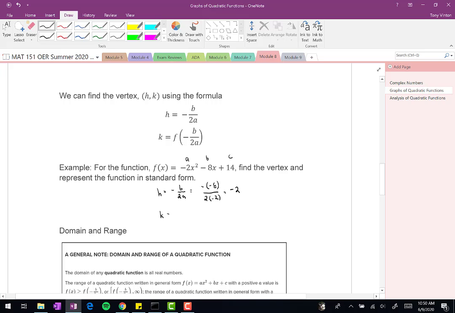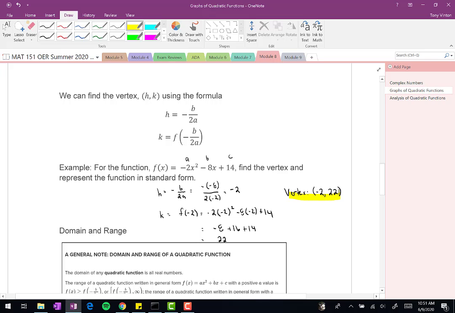Now the k value in the vertex is going to be f of that outcome, negative 2. I'm going to plug it back into the quadratic I'm looking at. So negative 2 squared minus 8 times negative 2 plus 14. This is going to equal positive 4, and negative 2 times negative 8 is positive 16, plus 14. That simplifies to 8 plus 14, which is 22. So the vertex for this parabola is the h value, negative 2, and the k value, 22.